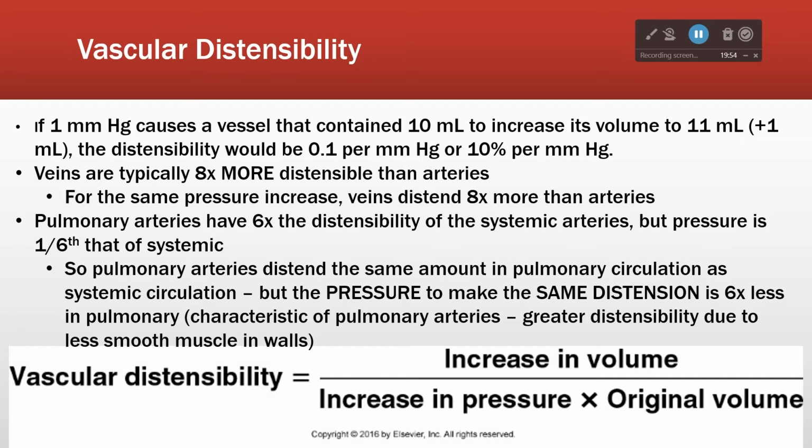That makes sense because we have much less pressure around, right? But it also means that in a disease state like pulmonary hypertension, where the pulmonary pressure is significantly elevated, it means that the pulmonary arteries get quite large, right? They distend quite a bit because they are much more distensible than the systemic arteries are, okay? So that's distensibility. Distensibility is increase in volume over the increase in pressure times the original volume, all right?